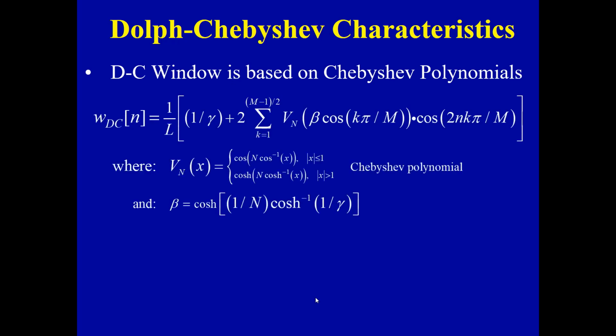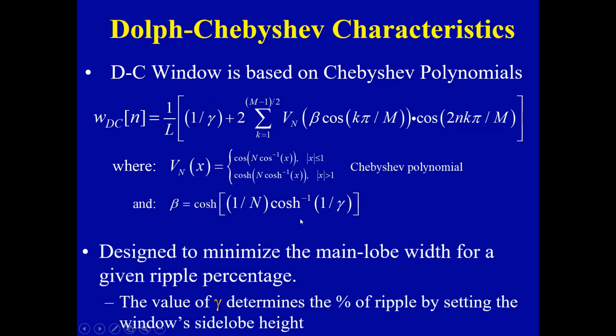Dolph-Chebyshev window is a similar window that has an adjustable trade-off between the main lobe width and the side lobe height. It's based on a much more complicated formula of combined cosines and a parameter that actually comes from Chebyshev polynomials. In this case, beta and gamma are two of the parameters in this computation. Gamma is the one that we use to control the trade-off.